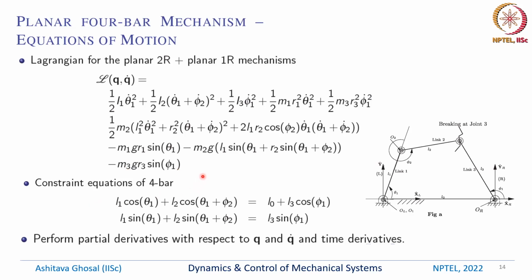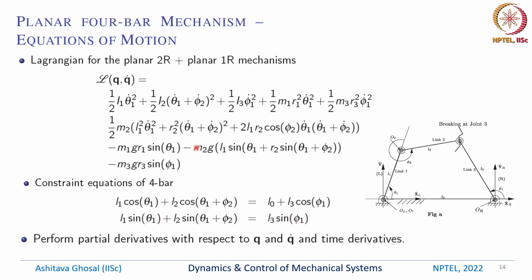For this 4-bar, we have two constraint equations. We have seen this earlier. Basically, the x coordinate of the place where we are going to break is given by L1 cos theta 1 plus L2 cos of theta 1 plus phi 2 is equal to L0 plus L3 cos phi 1. And the y component is given by L1 sin theta 1 plus L2 sin of theta 1 plus phi 2 is equal to L3 sin phi 1.